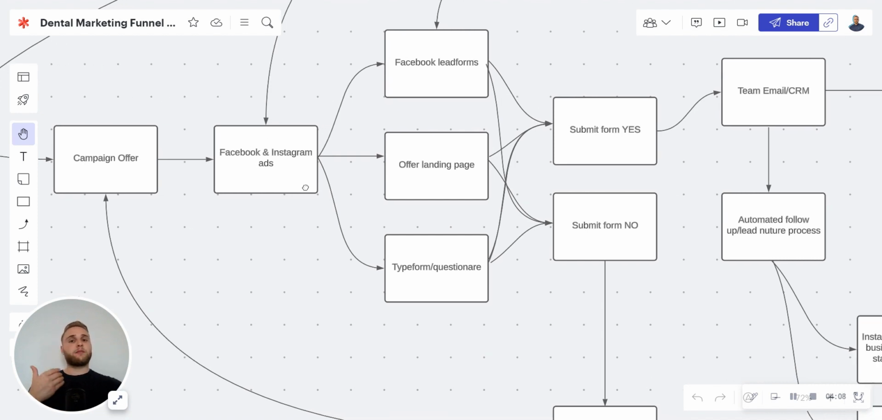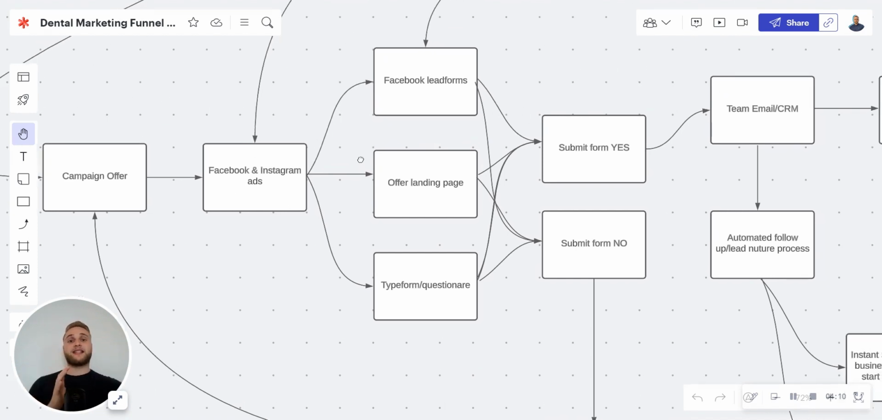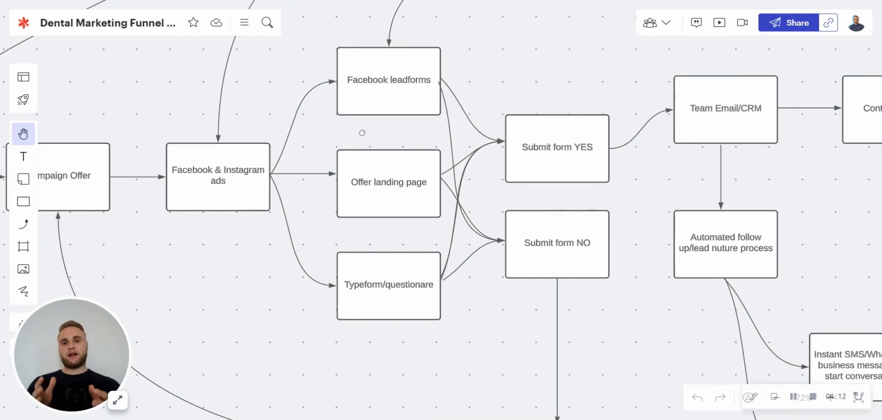You want to be running a Facebook and Instagram advertisement. That's what's going to get you the attention. Now, let's say someone sees your Facebook and Instagram advertisement. Now, you need to capture their information. So what you want to do is send them to one of 3 different types of strategies.